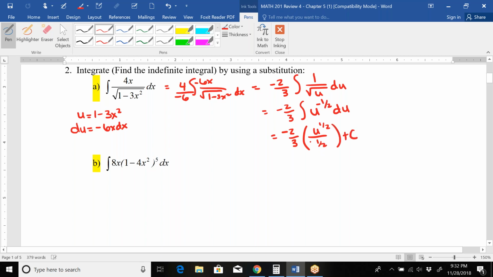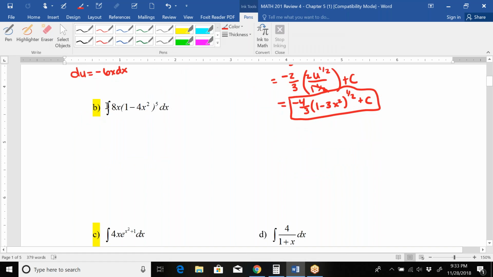Now when you divide by a fraction, you actually multiply by its reciprocal. So this ends up being times a 2 on top over a 1. So this would be negative 4/3 for our fraction out front, and then we would use our 1 minus 3x squared to the 1/2 power plus c. You could turn that back into square root if you want, or you can leave it like this. I believe she left it like this on the answer key. So let's look at part B.